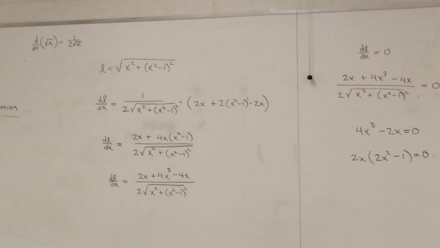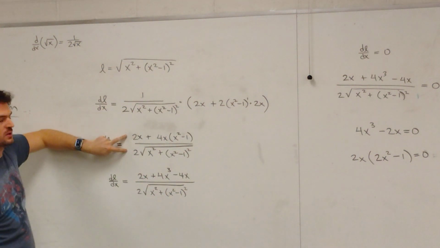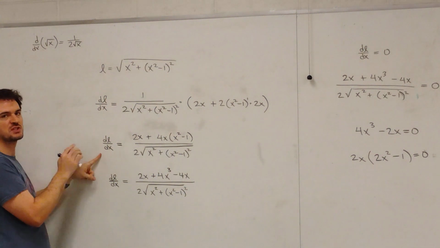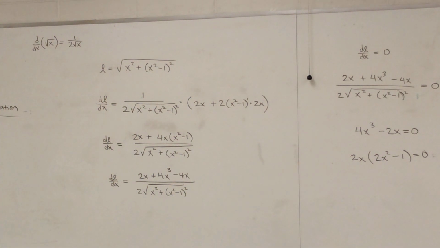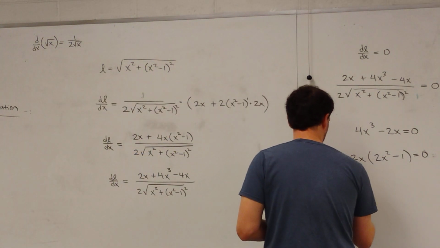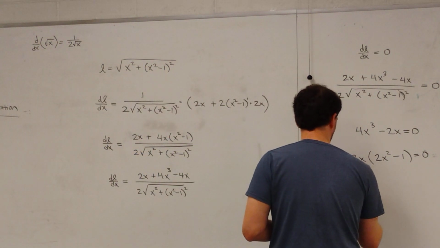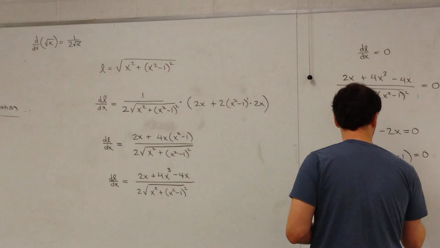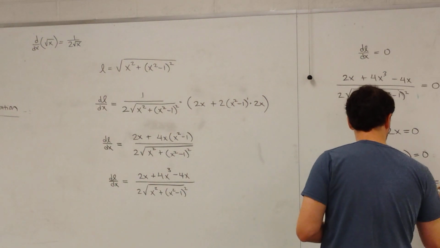So are we thinking quotient rule here? Don't forget, this is the derivative. I just need to find where the derivative is 0.